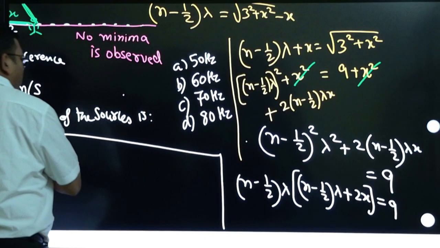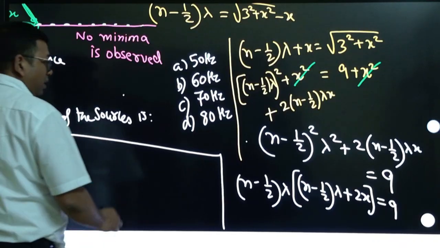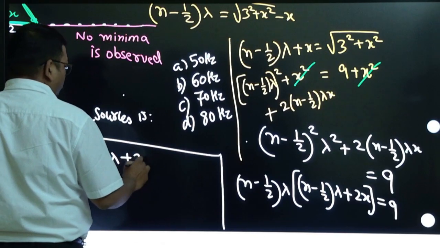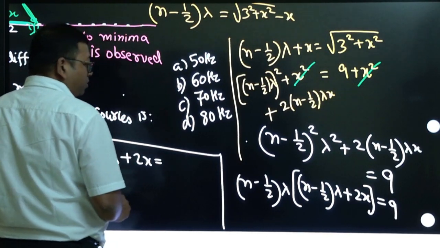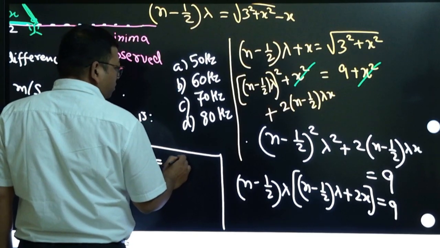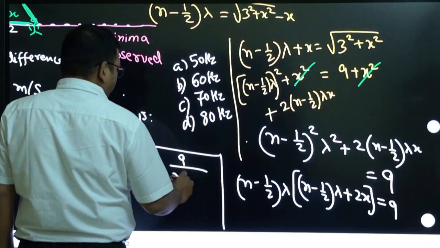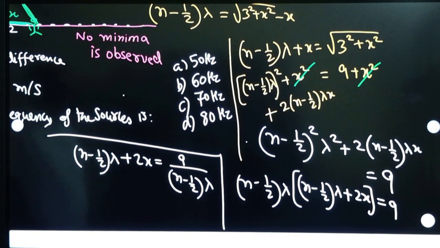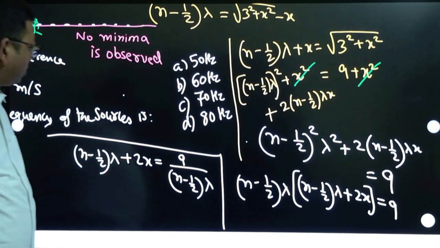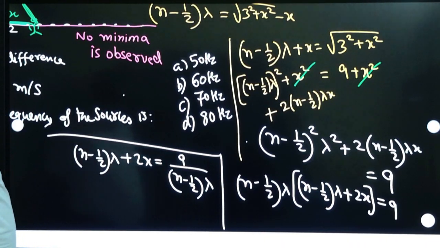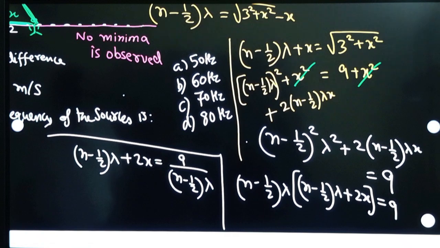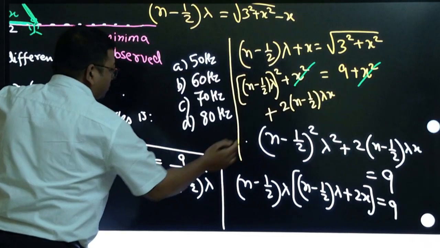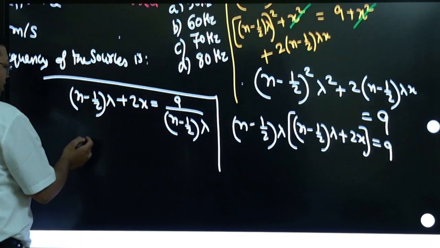So from here we can say that (n minus half) lambda plus 2x is equal to 9 divided by (n minus half) lambda. What should we take as x here? What do you think? We can try to calculate x from here.